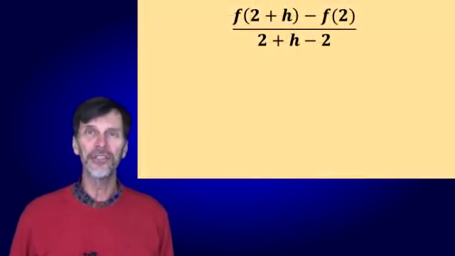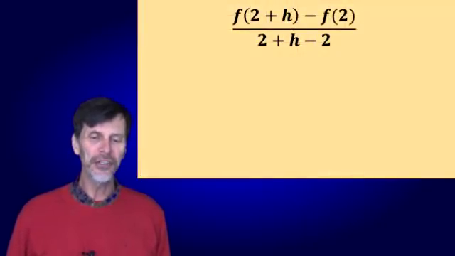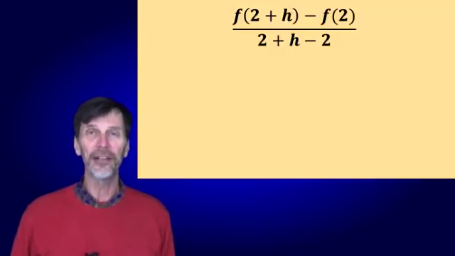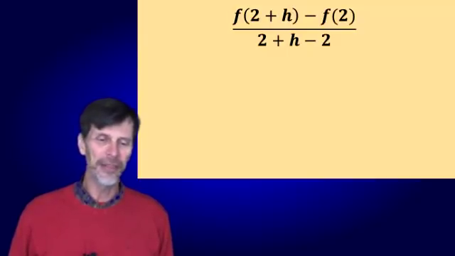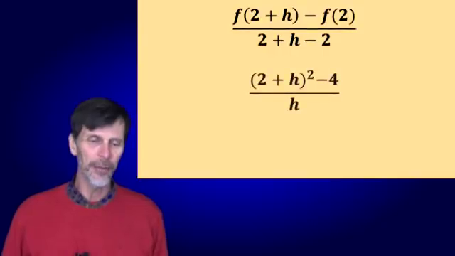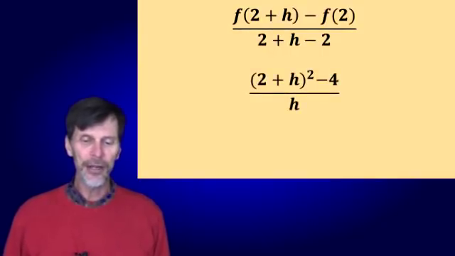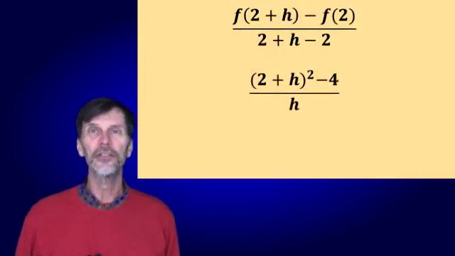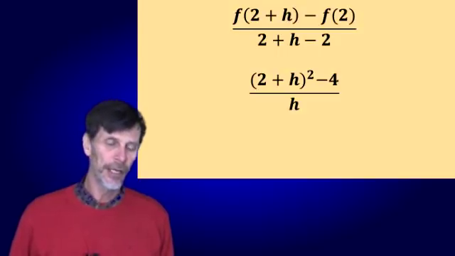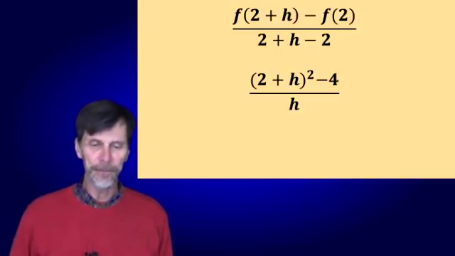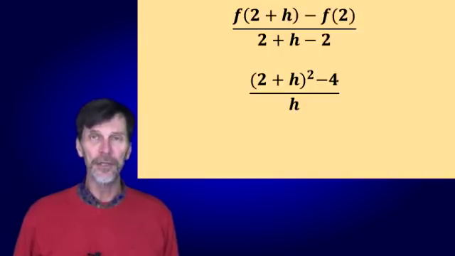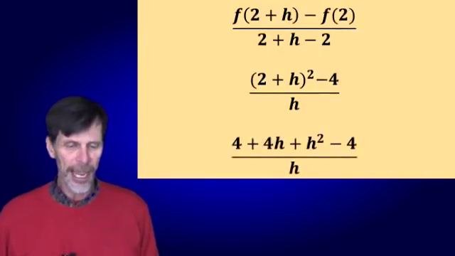Change in y over change in x. I would plug in 2 plus h, I would plug in 2, calculate those values on the top, and then the difference between those inputs on the bottom. I'd take 2 plus h squared minus 2 squared, 2 plus h squared minus 4, and then divide that by h. Squaring out 2 plus h should be old hat by now.